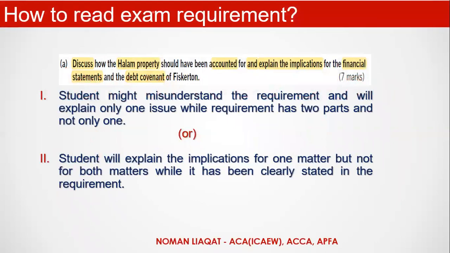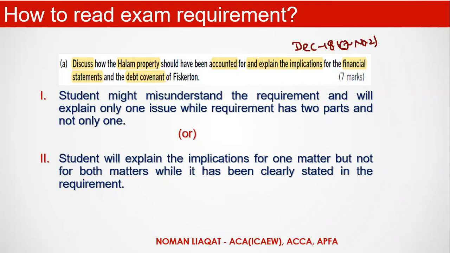This is an exam requirement from the December 2018 past paper, and this is question number 2. Let's look at it: discuss how the Helm property should have been accounted for and explain the implications for the financial statements and the debt covenant of Fiskerton company, and we have 7 marks.